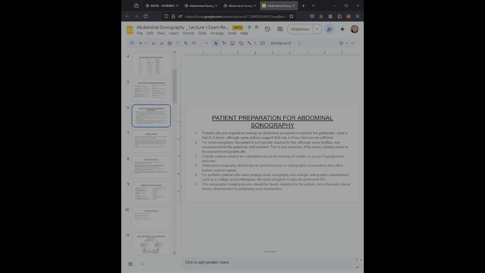But a simple classification for simple cysts would include smooth walls or borders. A cyst would demonstrate through transmission or posterior enhancement. Cysts are round in shape and are anechoic, and we call this the STAR criteria. STAR stands for smooth walls, through transmission, anechoic, and round in shape.